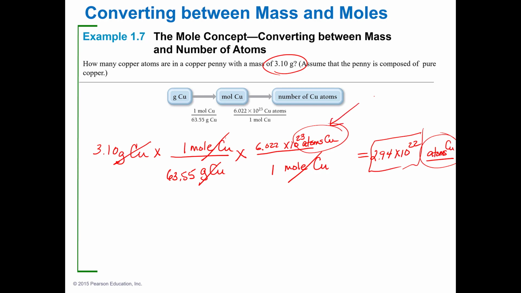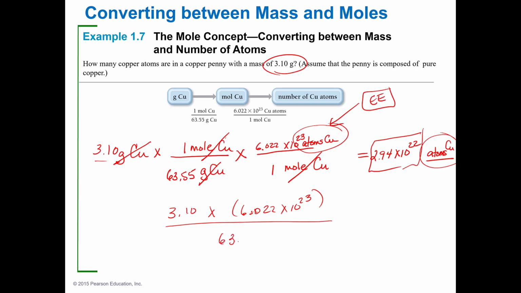Remember my EE trick with this so that you get it right. You're going to multiply 3.10 times 6.022 times 10 to the 23rd. It's tricky. And then once you get that, you're going to divide by the 63.55. And if you know how to do parentheses, I know you're doing that, and I don't care, okay? But you should get this answer.